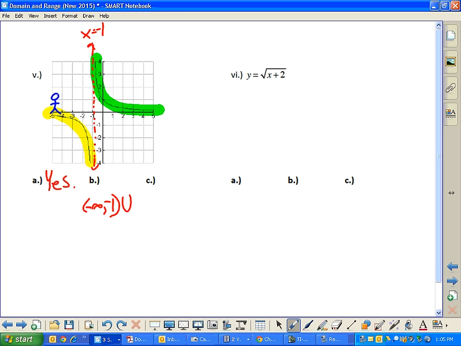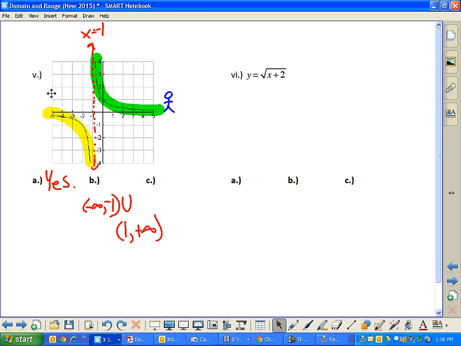This will be in union with the green part of my graph, which picks up a little bit after -1. So if I look up, I see some points here. And then if I keep walking, I see points, I see points, I see points, all the way out towards positive infinity there. We would start again at -1 and head towards positive infinity. So that's that domain value there.